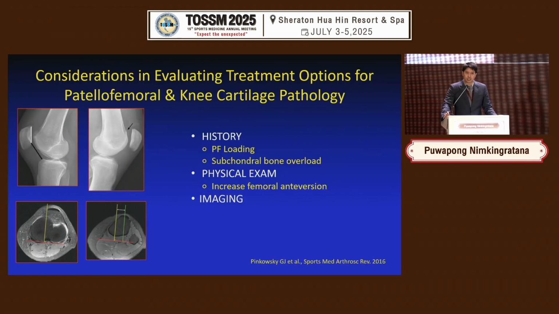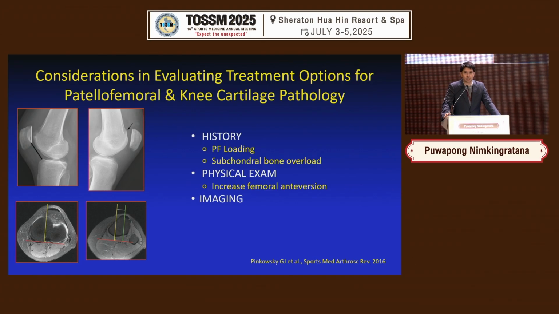The first thing is that before we move on to the treatment, we should think about how to evaluate and consider the pathology. So please try to think about the history taking. First of all, think about the PF loading or any kind of subchondral bone overload, or even the history of the injury itself, and evaluate several factors including BMI or the expectation of the patient as one point of the history taking.